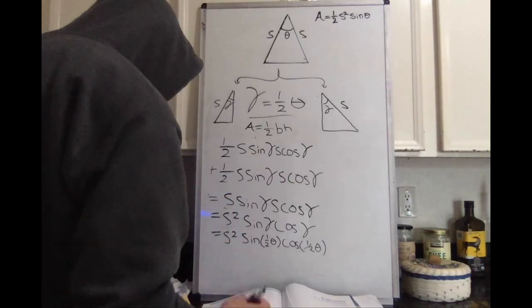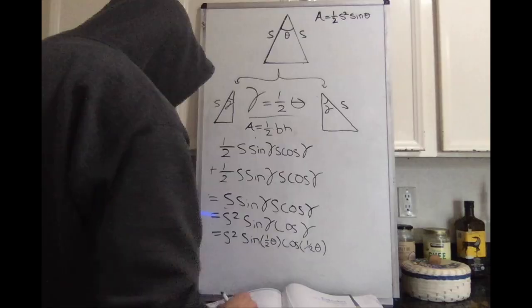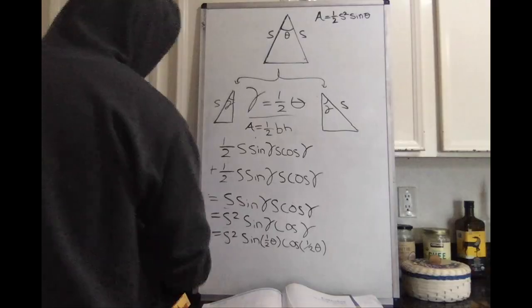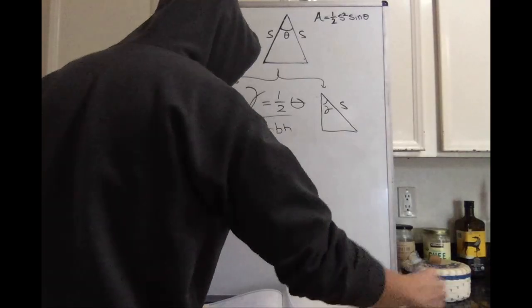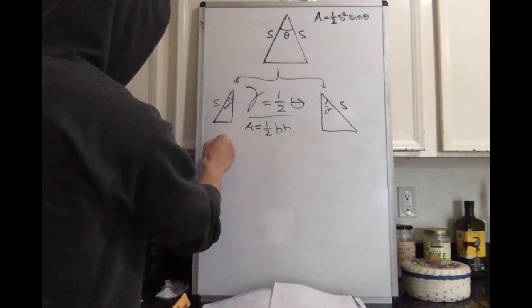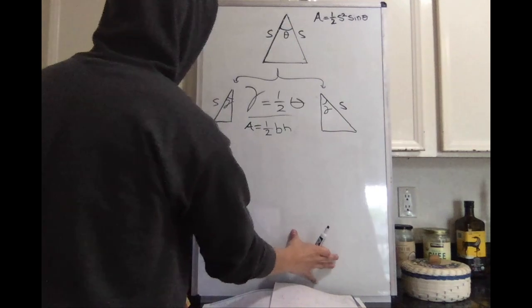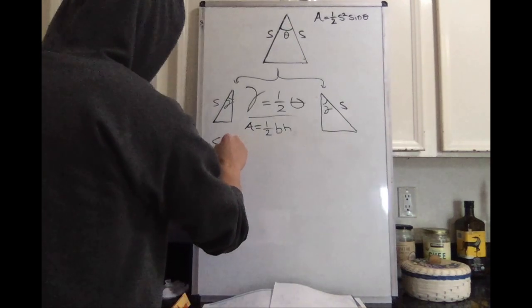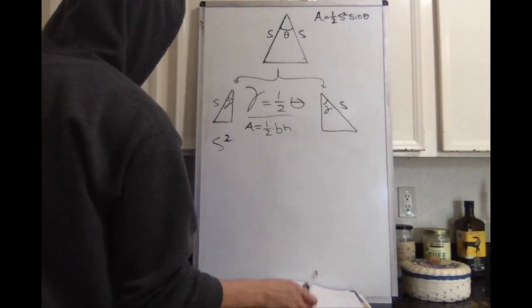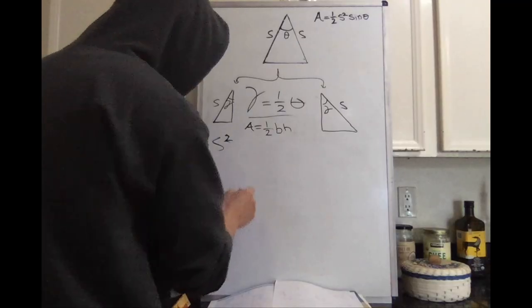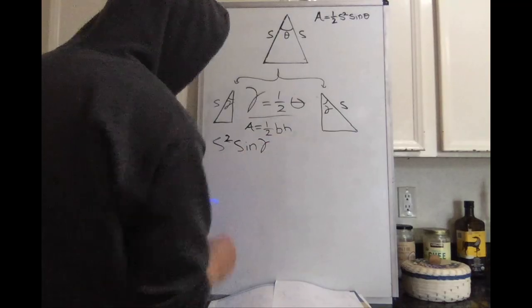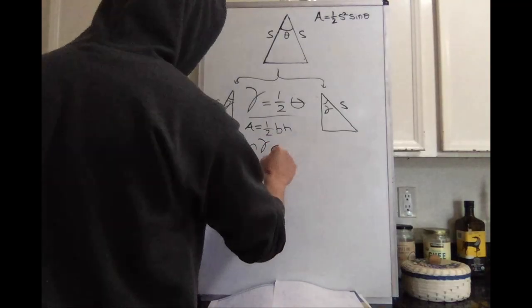Let me erase the board. Man, I need a bigger board. Okay. Alrighty, so let me rewrite the last line. I had s squared, jeez. I had s squared, oh my lord. Okay, forget you saw that. I had s squared sine of gamma times the cosine of gamma.